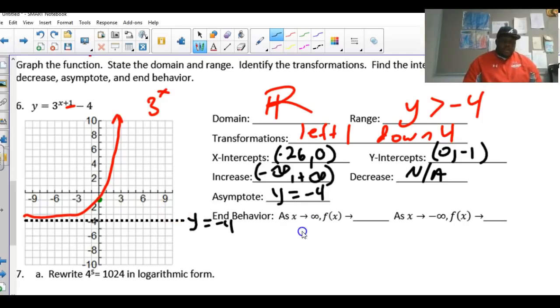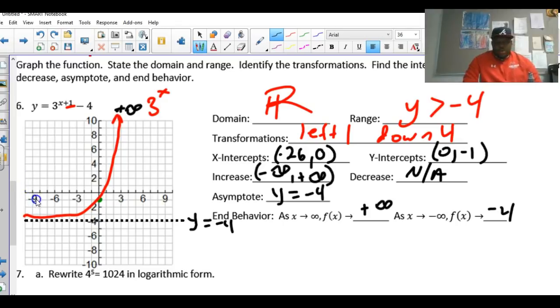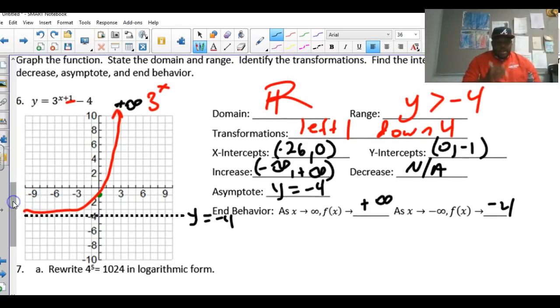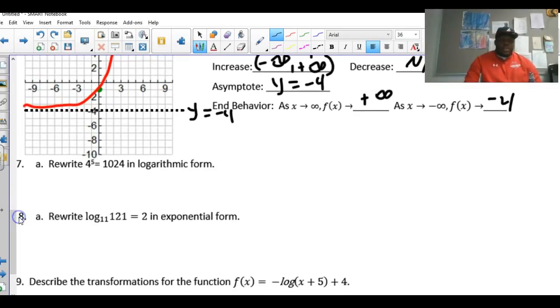Now in end behavior, as x goes to the right, where is this function going? To +infinity, in terms of the y value. And as x goes to the left, how far down is it? It's going to -4. So hopefully this clarifies number 5 and 6 for you with graphing these and using the graph to find your information.